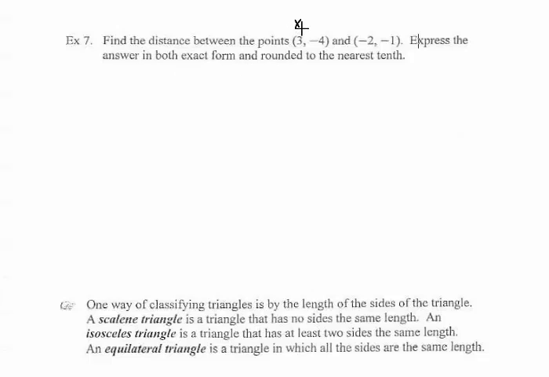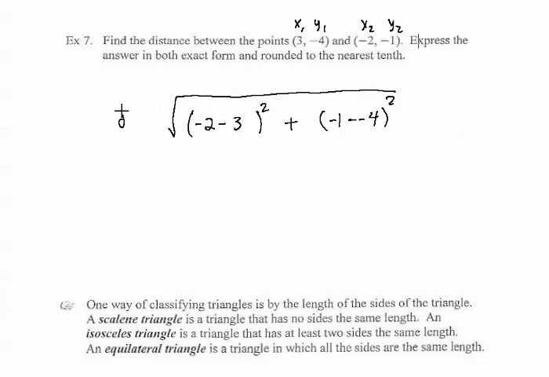Example 7, I'll label this x1 and y1, and then x2 and y2. We're going to take the differences and then we're going to square them. So we take the two x's, -2, and subtract the other one, -3, and then we take the y's and do the same thing. -1 minus a -4, and then we add them together and take the square root.